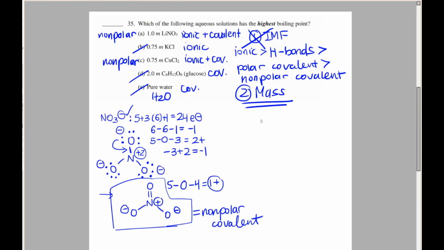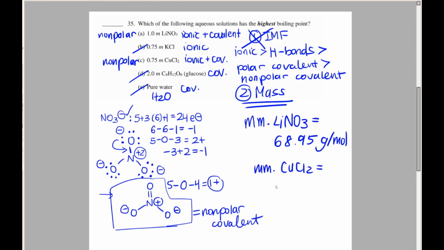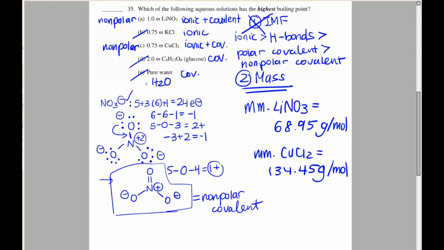But anyway, a quick Google search shows me that the molecular mass of LiNO3 is about 68.95 grams per mole. And for CuCl2, it's about 134.45 grams per mole. So we can't do things in moles because it's not really an accurate comparison. So we have to convert both of these into grams to figure out which one has the higher mass.